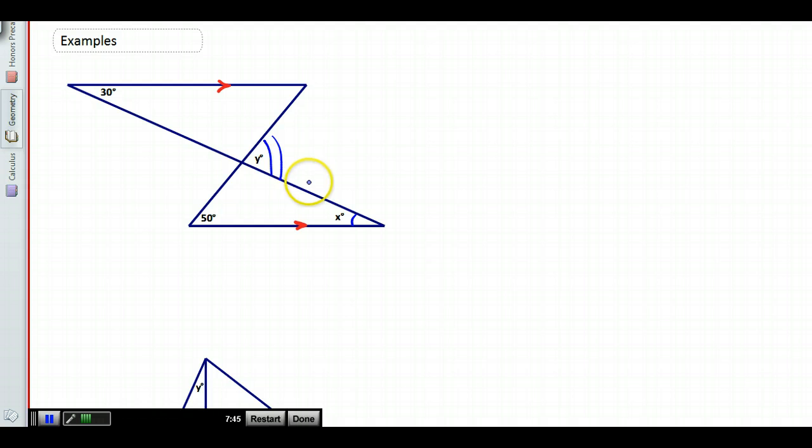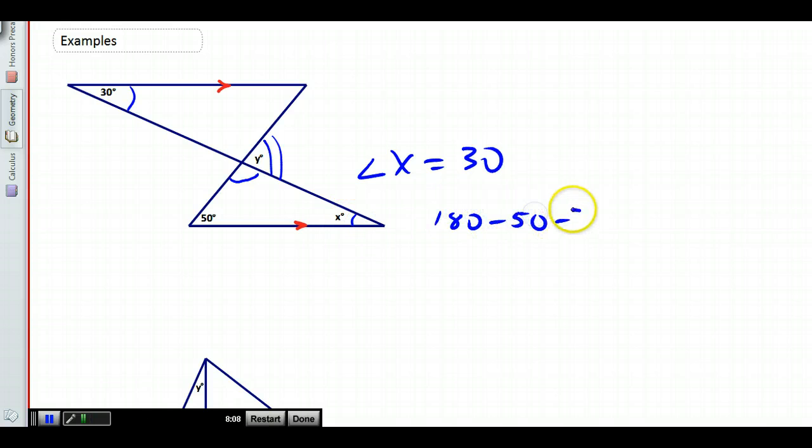Well, angle X is going to equal 30 because this line up here is parallel to that and they are alternate interior angles. So they are congruent. That means that this angle right here is going to be 180 minus 50 minus 30 because all three of these angles in this triangle have to add up to 180. And so that's going to give us 100. And that means angle Y is going to be the supplement of 100, so angle Y is equal to 80.